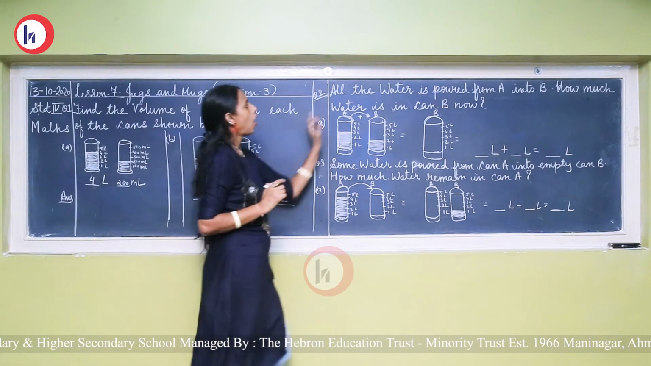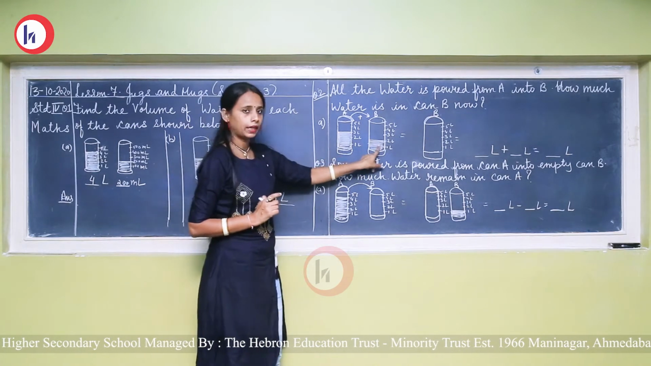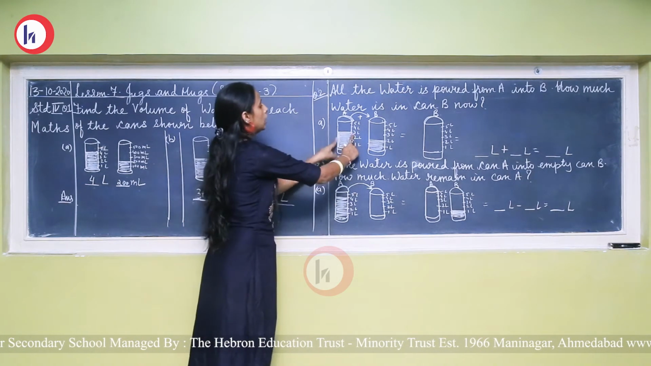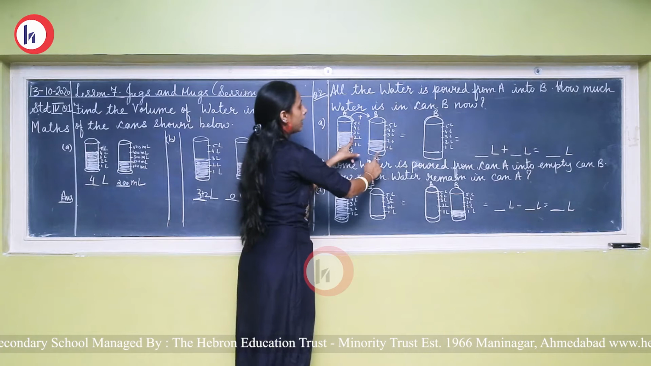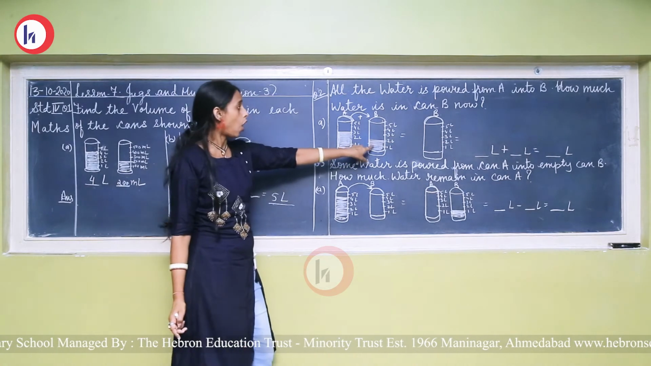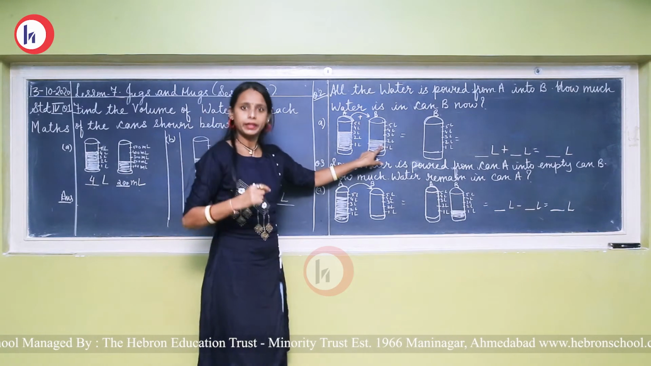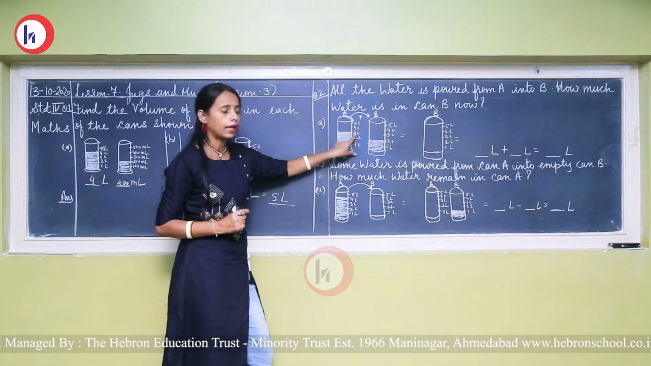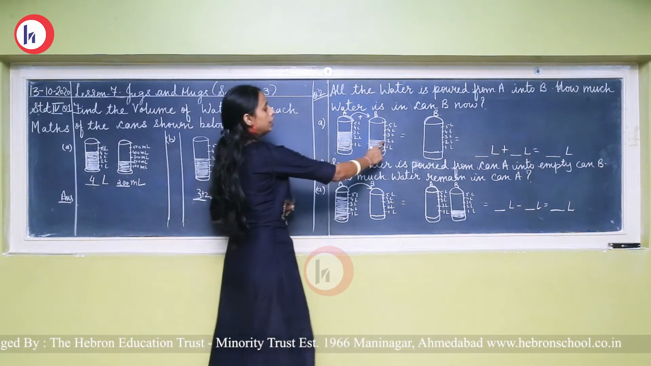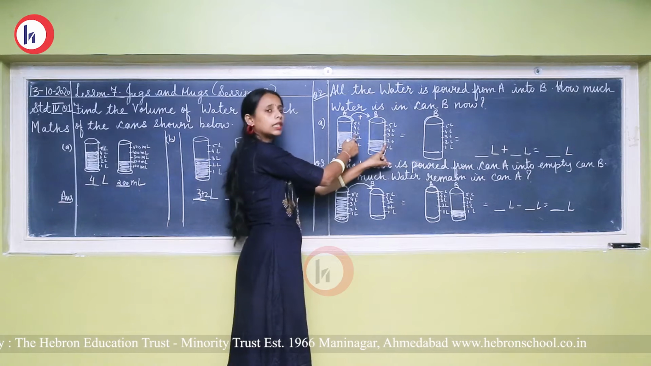Then next, all the water is poured from A into B. A can and B can. So all the water, see first of all in A can how much water is there? 3 liter. Okay, now in B can how much water is there? In B can, as you can see, there is already water, it is 2 liter. So in can B, 2 liter water already is there, and in can A, 3 liter water is there. So when we pour all the water from A can into B, it is already 2, and in can A it is 3 liter.